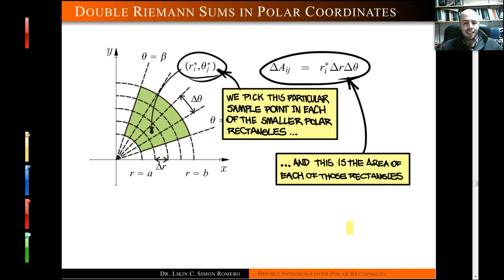So we pick a sample in each one of the smaller polar rectangles, and this is the area right here, the area of those rectangles. It's going to be the average radius times delta r times delta theta. Now I'm going to pick these particular points, where r_i star is just going to be the average radius of that particular polar rectangle, and theta_j star is just going to be the average angle in each one of these polar rectangles.